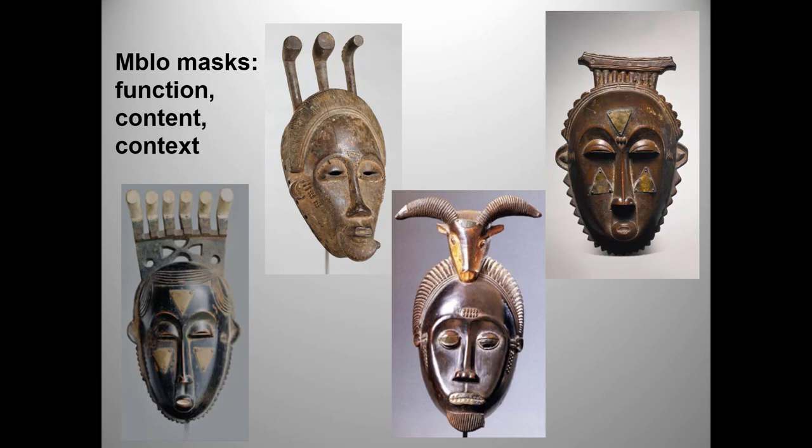What we do know is that Mblo masks were an idealized portrait of a specific individual who was respected within the village where he or she lived. The physical characteristics of the mask are idealized, but they reflect, of course, the culture's ideas of beauty. The work on the far right was auctioned by Sotheby's. Here's what the catalog says.